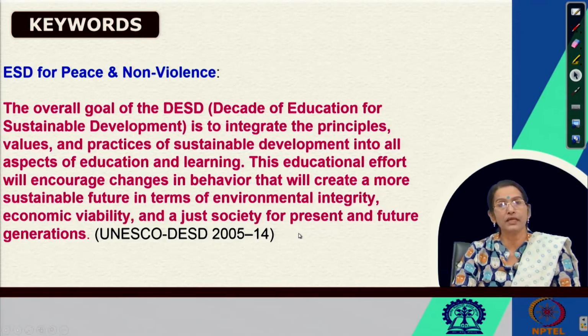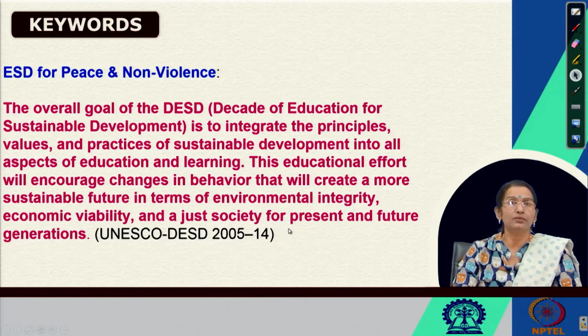There it was also emphasized how important it is to integrate the principles, values and practices of sustainable development in all aspects of our education and learning, starting from the educational ecosystem and environmental factors to teacher training, curriculum and content. These concepts have already been highlighted, but we are reiterating them, to apply them again and again. So the educational effort will encourage changes in behavior that will create a more sustainable future in terms of environmental integrity, economic viability and a just society for the present and the future.